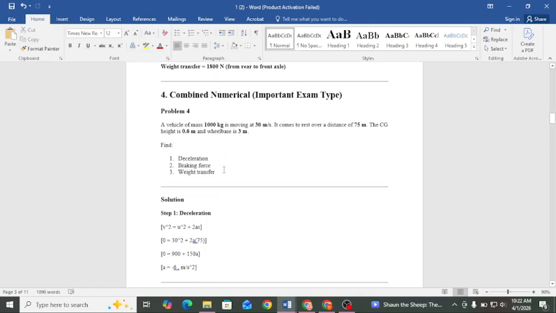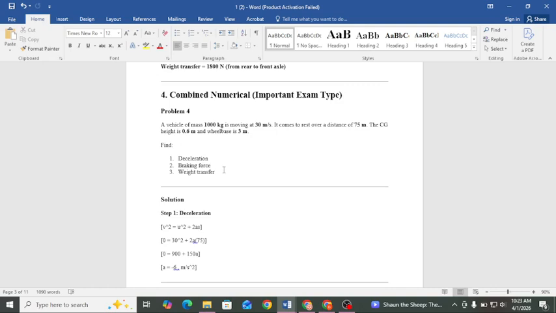The combined numerical problem is: a vehicle of mass 1000 kg is moving at 30 meter per second. It rests on over 70 mm. The CG is 0.6 and the wheel is 3 mm.